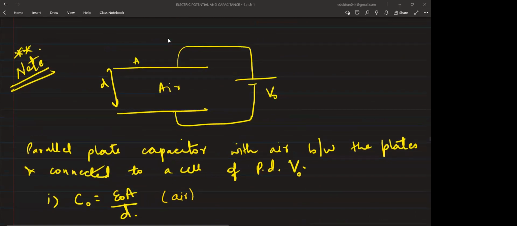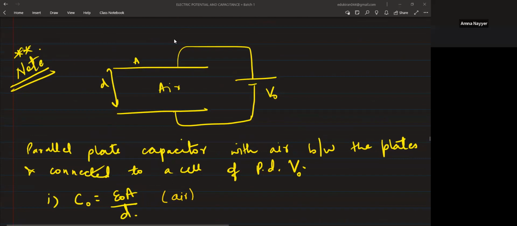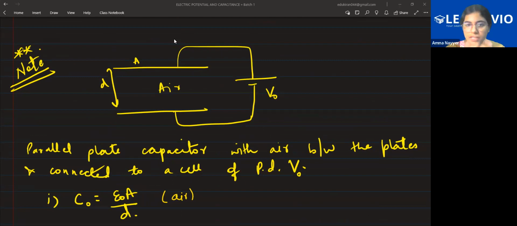Okay, now there are two conditions which we are going to study. First condition. These are the two conditions that we have to study, but before that, you should know what is the normal or the original case. Firstly, when a parallel plate capacitor is present, what all things do you have?